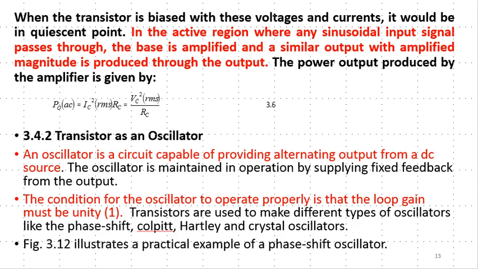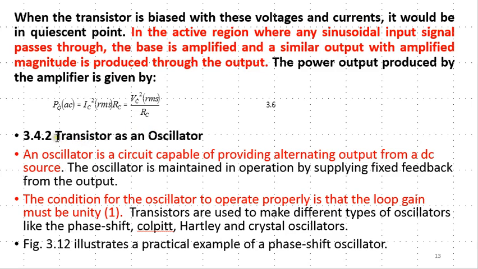So the power that the transistor can produce when it is used as an amplifier is given by this formula: P0 AC, the output power, alternating current, is equal to IC squared RMS value times RC. IC is the collector current, which is the output current, times the RC, the resistor there. You can either leave it like this or say VC squared all over RC, using the voltage now as the collector, all over the resistor of that collector.